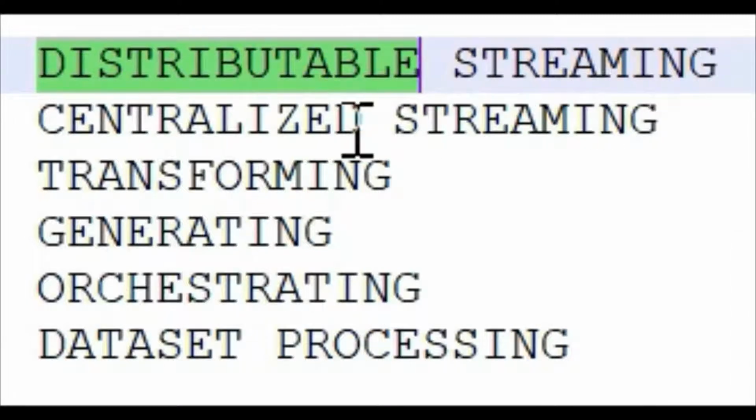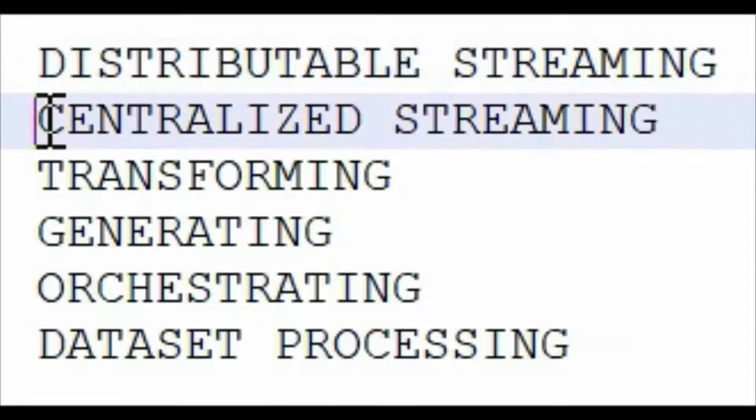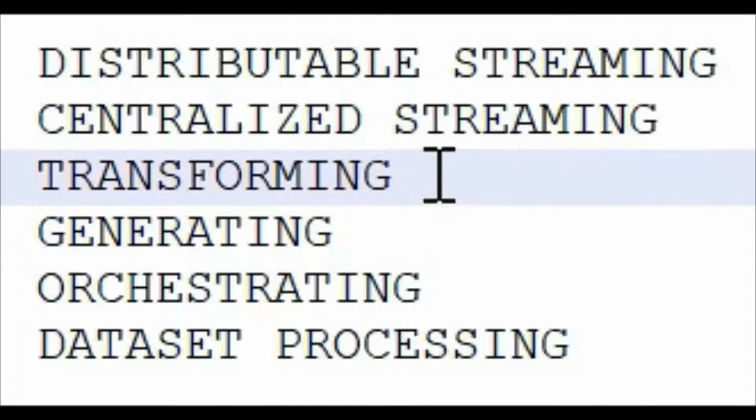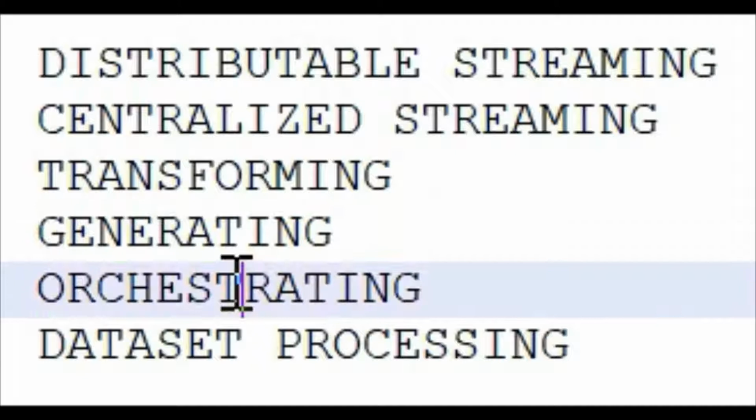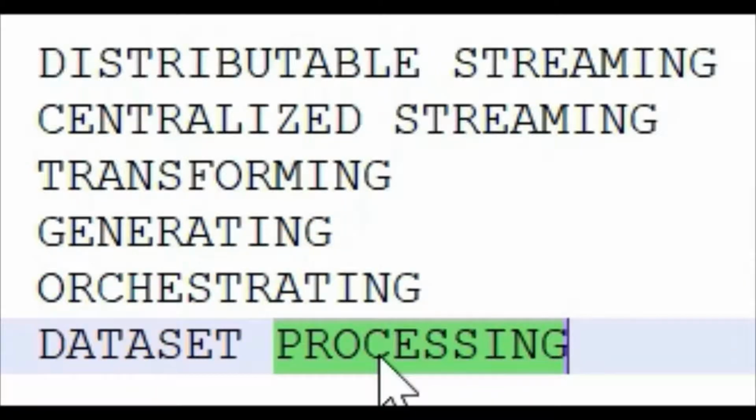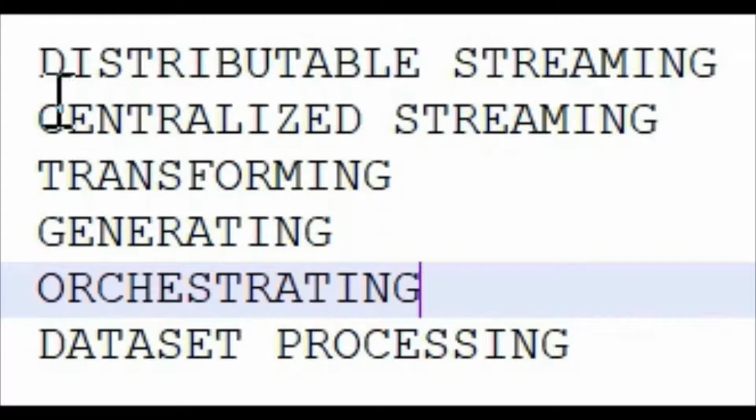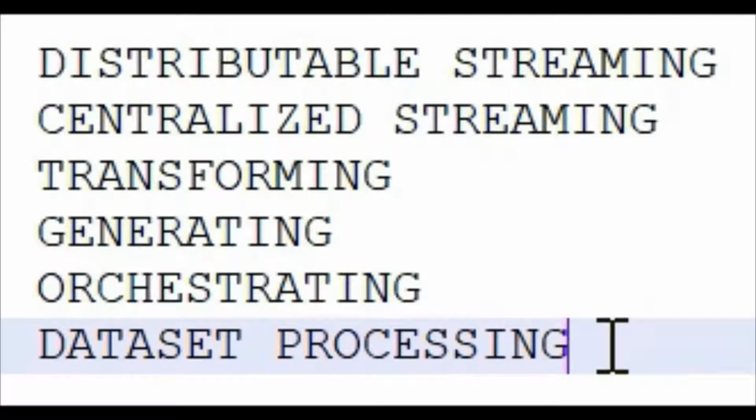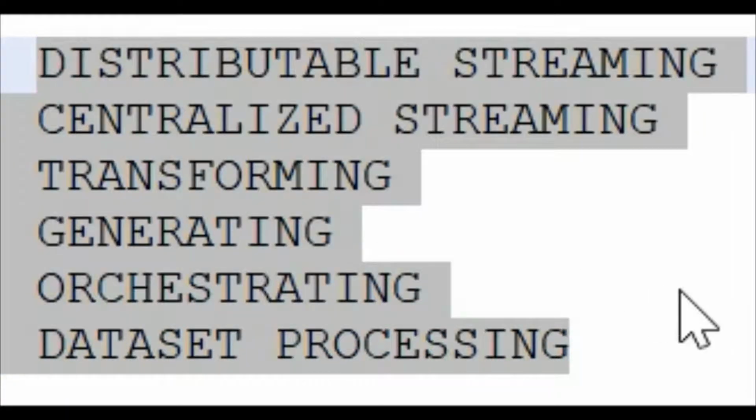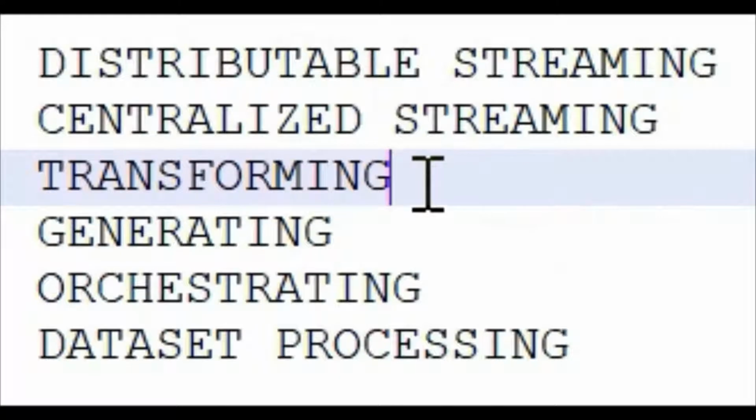Distributable streaming command. This is one of the commands. Centralized streaming command. Transforming command. In this video, we will be talking about transforming commands, generating commands, orchestrating commands, data sets, and processing. As we are learning Splunk, you may come across these names in future. So just keep in mind these are the types of commands. Let's start with the transforming command.